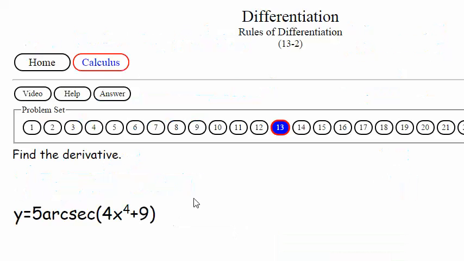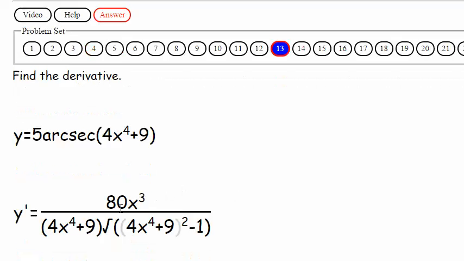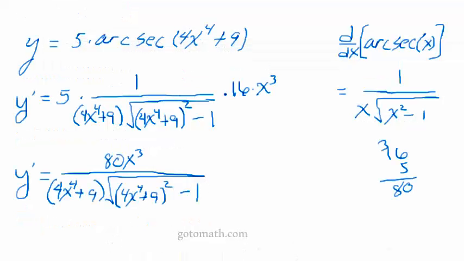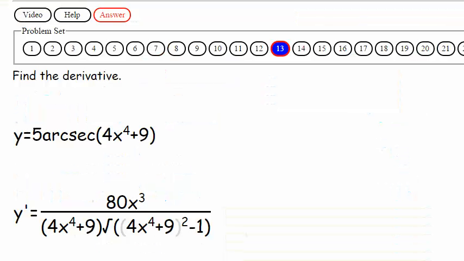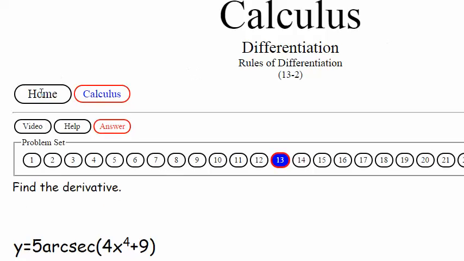Let's check it out. Let's see if it compares. And there is no difference: 80x cubed, 4x to the fourth plus 9. I think that's what I got written down, isn't it? Yes, it looks good.